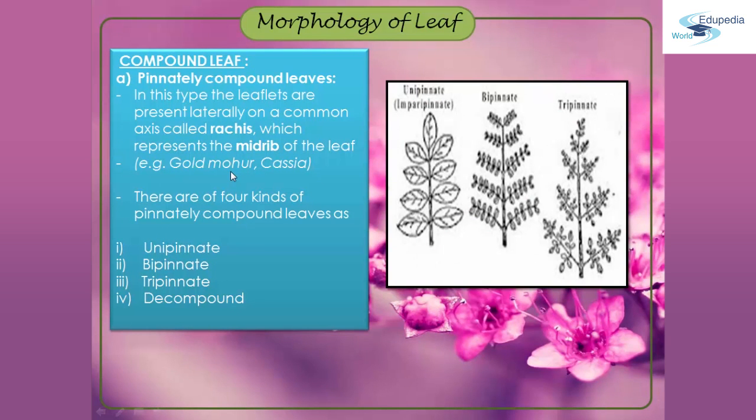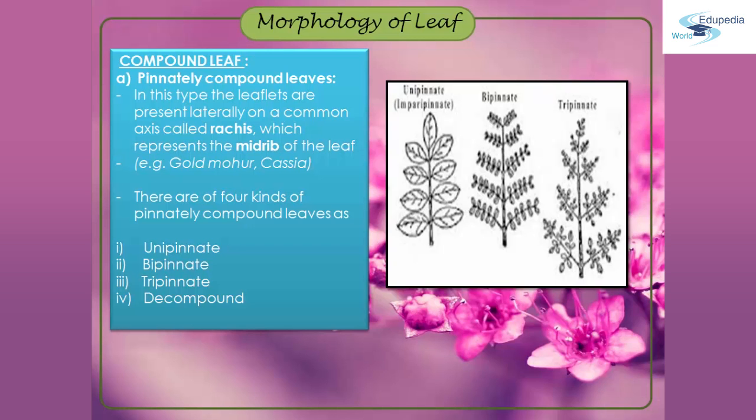Now the compound leaves come. First is your pinnately compound leaf. What happens in a pinnately compound leaf? In this type, the leaflets are present laterally on a common axis which is called the rachis. See, these are your leaflets, right? And they are present laterally on a common axis. This is known as rachis. This midrib has now got converted into rachis, which represents the midrib of the leaf, which is found in gold mohur and cassia.